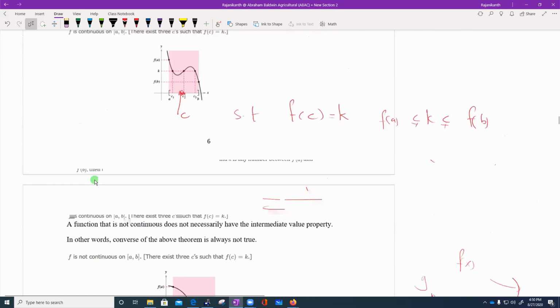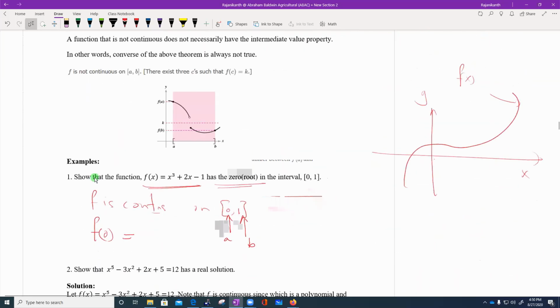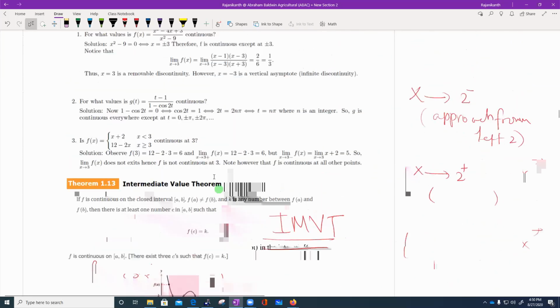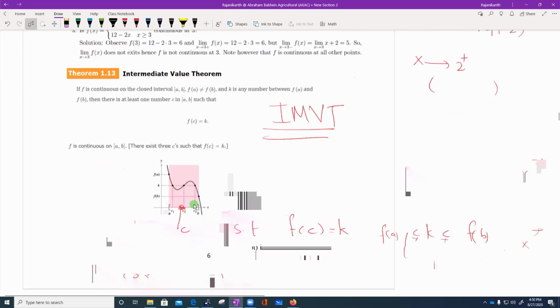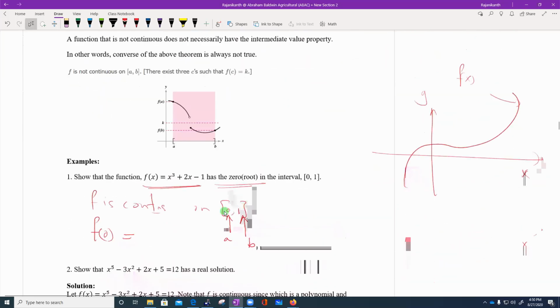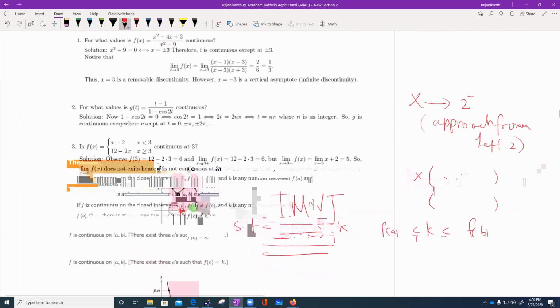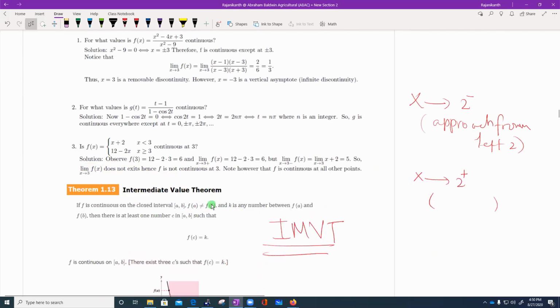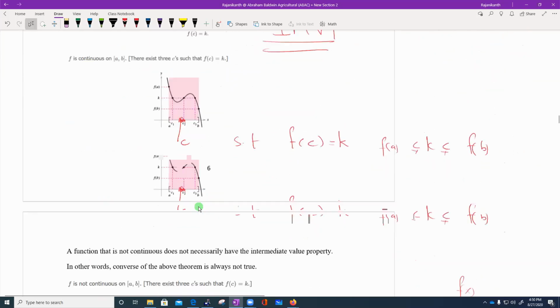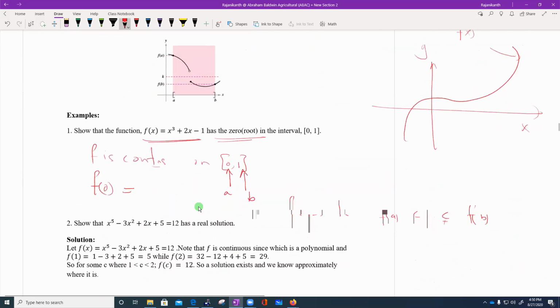So f is now the given function, so our f is x cubed plus 2x minus 1. So a and b are two values. In this problem, a is 0 and b is 1. Now we need to check this condition. The function a value and function b value should not be equal. Could you check that? f of 0, simply plugging 0 into your function, is -1.